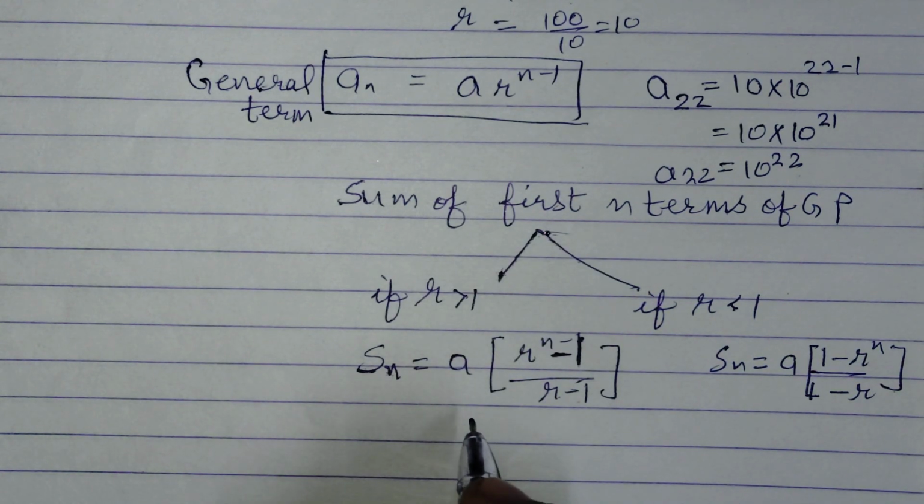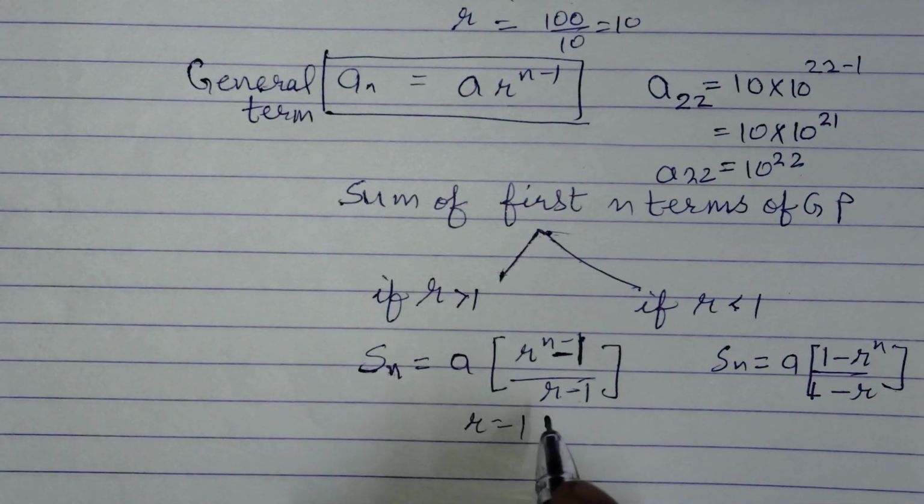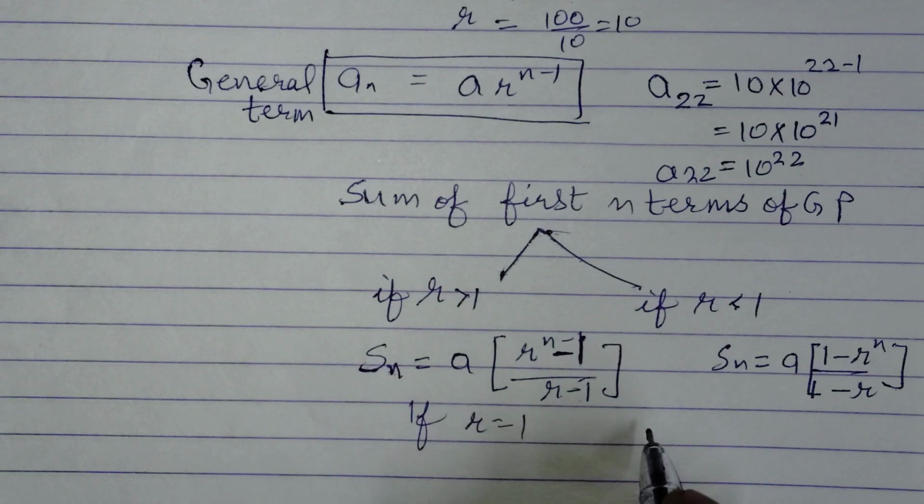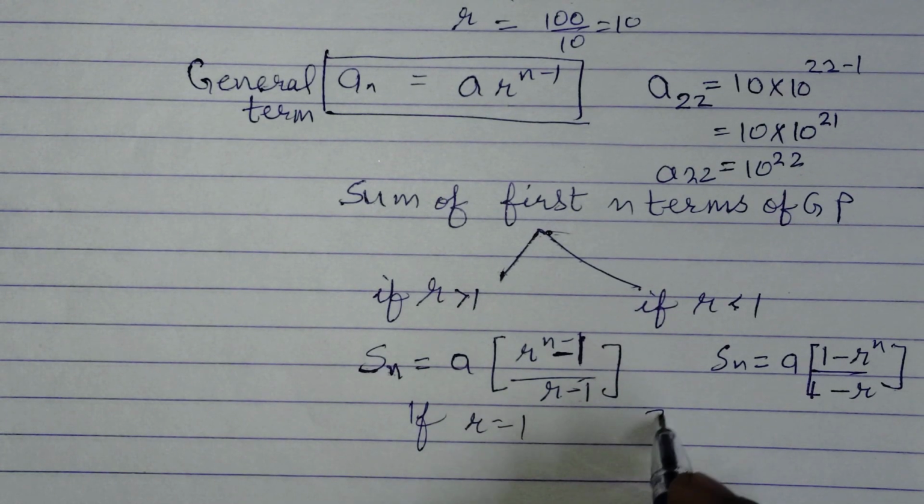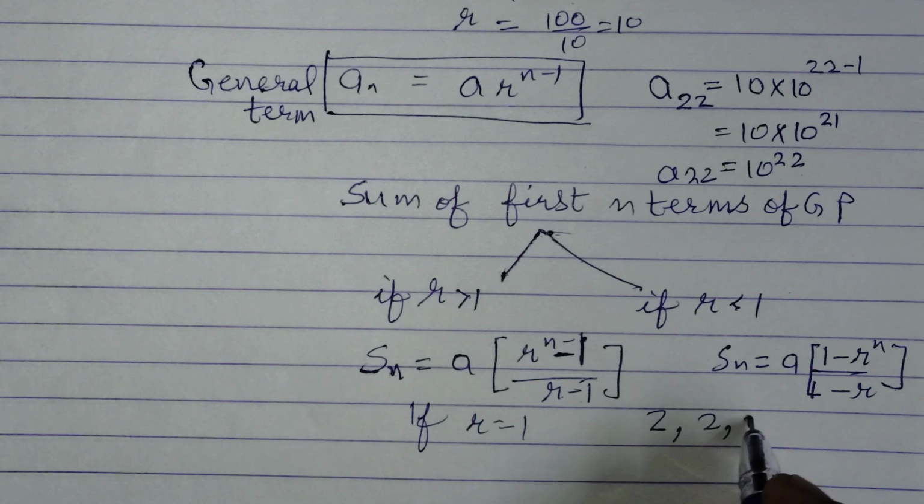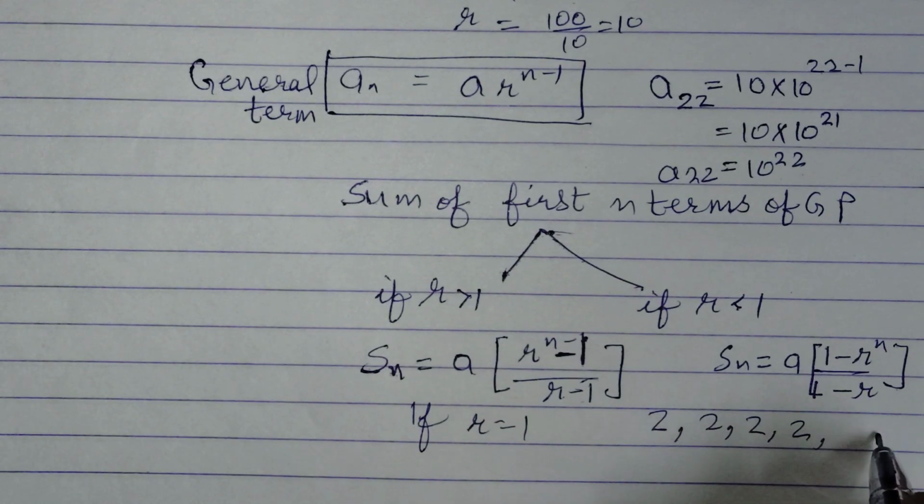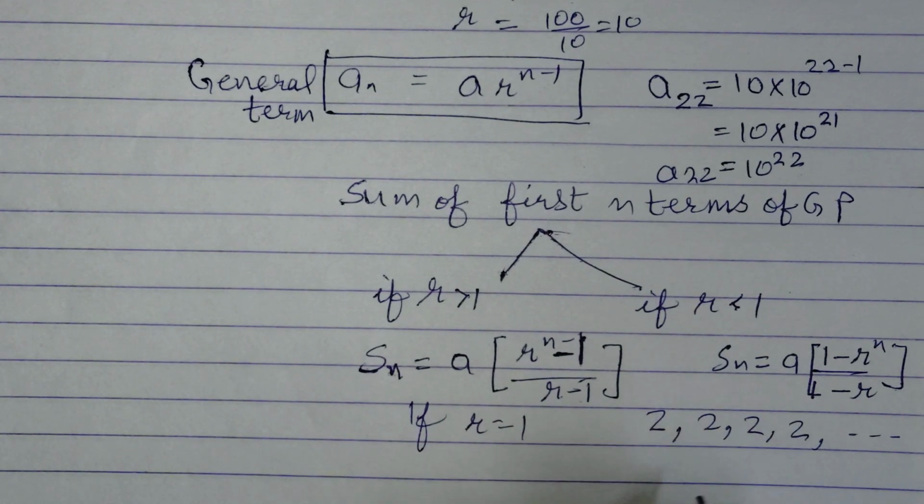If we take R equal to 1, then what happens? The series will become the same term repeated. Suppose the first term is 2, then we get the series 2, 2, 2, 2, and here the common ratio R is 1. So in this type of series, we get the first term throughout the whole series.